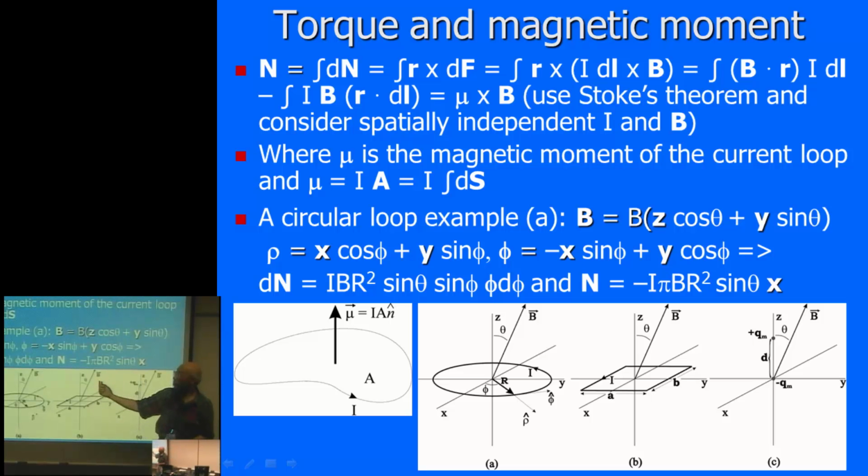Now if I do a cross product of mu with the B field, since mu is pointing in the z direction, this term is gone and I only have this term left. That's where I get this sine theta, and the final direction is pointing in the negative x direction. That's just what you have to figure out through the math. This little example convinces you that at the end, your torque is really mu cross B. Okay, any questions up to this point?